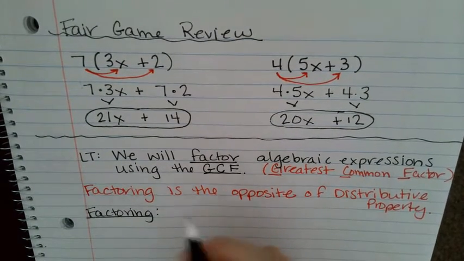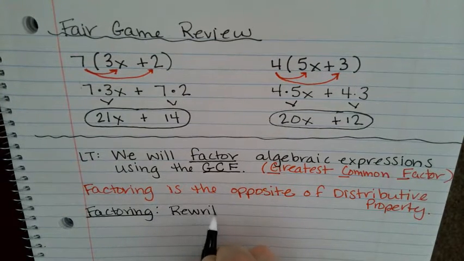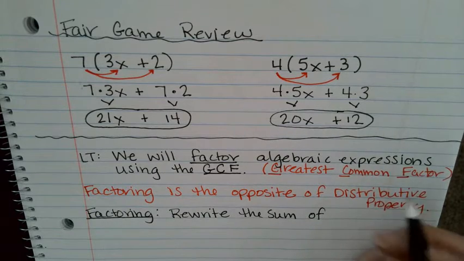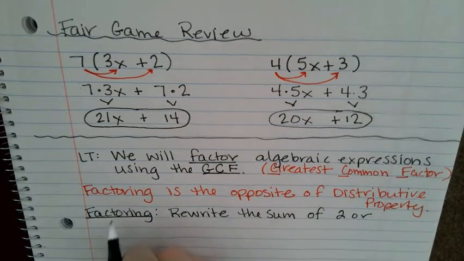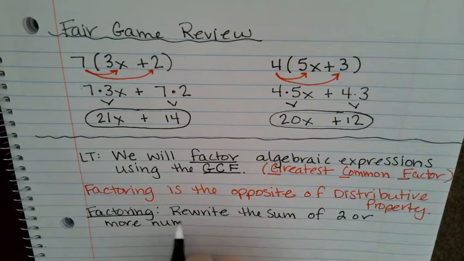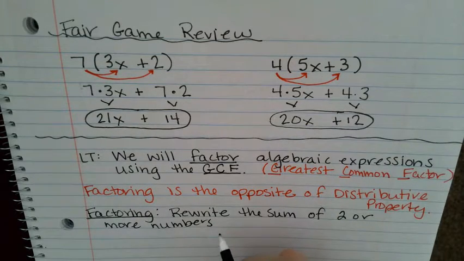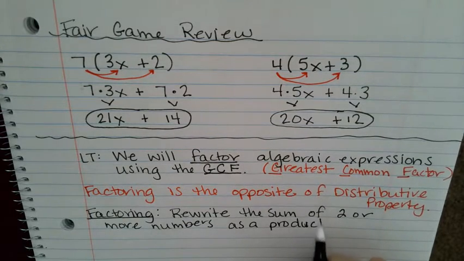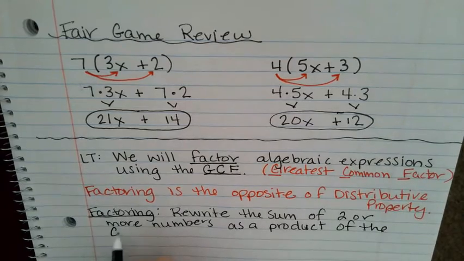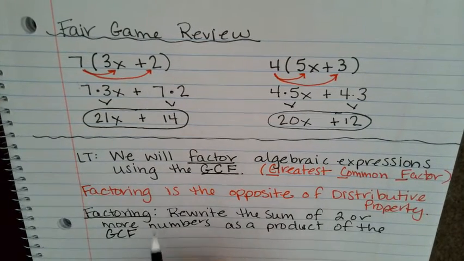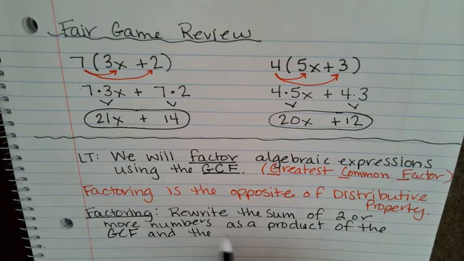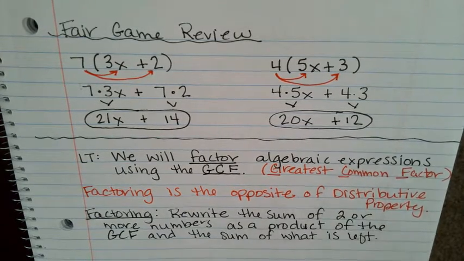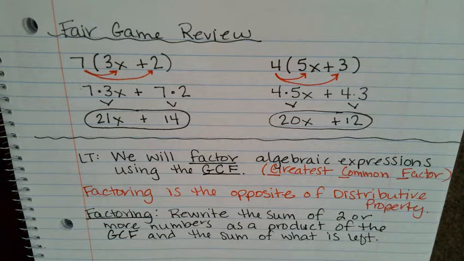Definition of factoring is when you rewrite the sum of 2 or more numbers as a product of the GCF of those two numbers and the sum of what is left. Go ahead and shake out your hands if you need to, because that was quite a bit.